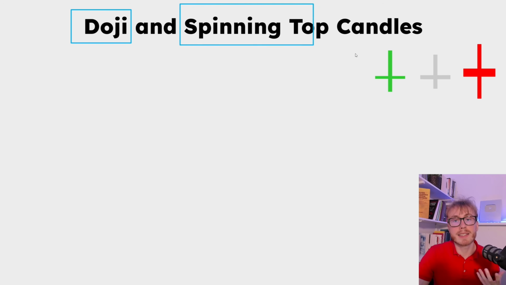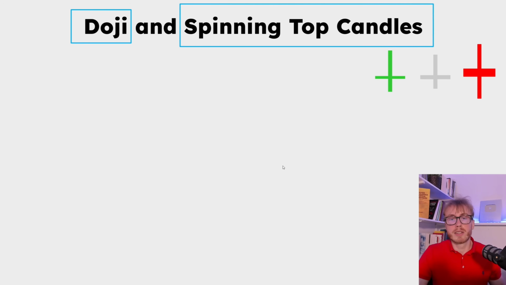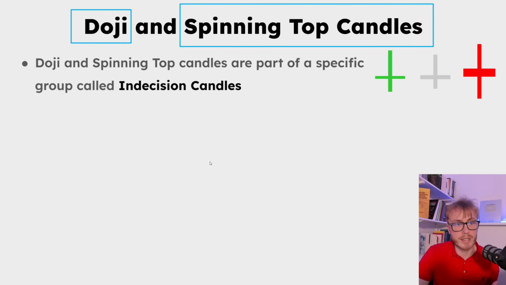All right, guys, so now it's time to switch the attention and take a look at a very important family of candlesticks. And I'm talking about Doji and spinning top candles. So now let's spend a little bit of time talking about what these candles are and why they are so important. So first of all, Doji and spinning top candles are part of a specific group that we call indecision candles.